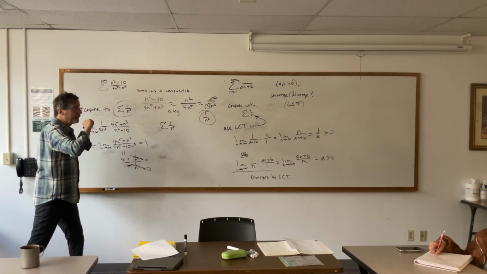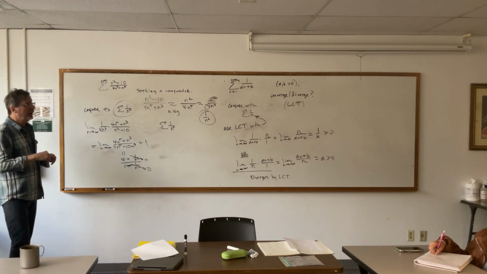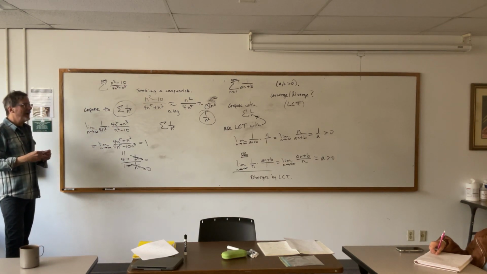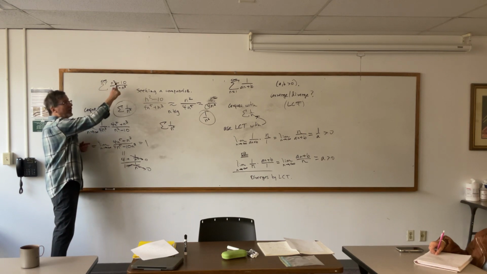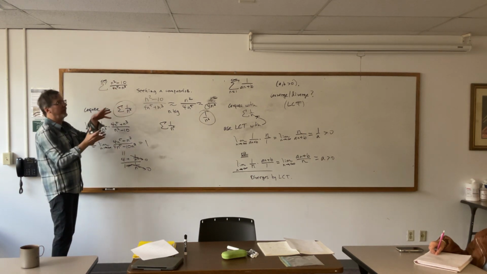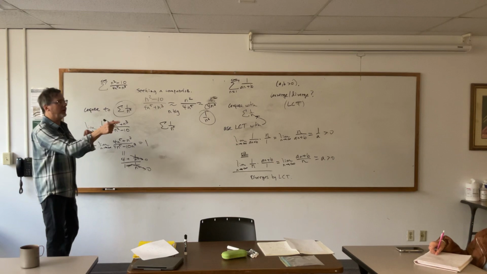So for the LCT, does it only work if it's greater than 0? Can it ever be less than 0? If both series are always negative, no, it can't be. Only positive. Because we would never use this test if there were alternating signs, positive and negative. We would only use this if everything was positive. Okay. So that's a good question, yes.